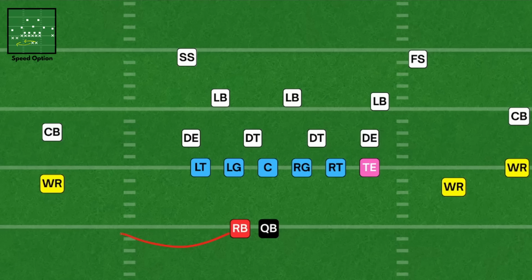Speed option. Speed option attacks the edge with the quarterback and running back both threatening to be the ball carrier, forcing edge defenders to make impossible choices, while the offense uses speed to get outside faster than the defense can flow. The blocking scheme is typically aggressive reach blocking designed to seal defenders inside, while the quarterback and running back attack the edge. Unlike read option, both players are moving toward the sideline, with the quarterback making his pitch decision based on how the edge defender commits.